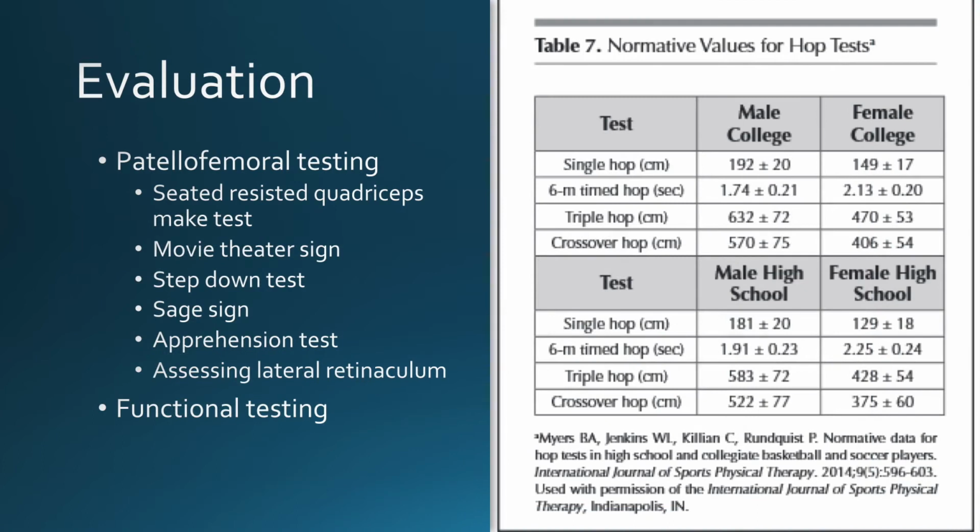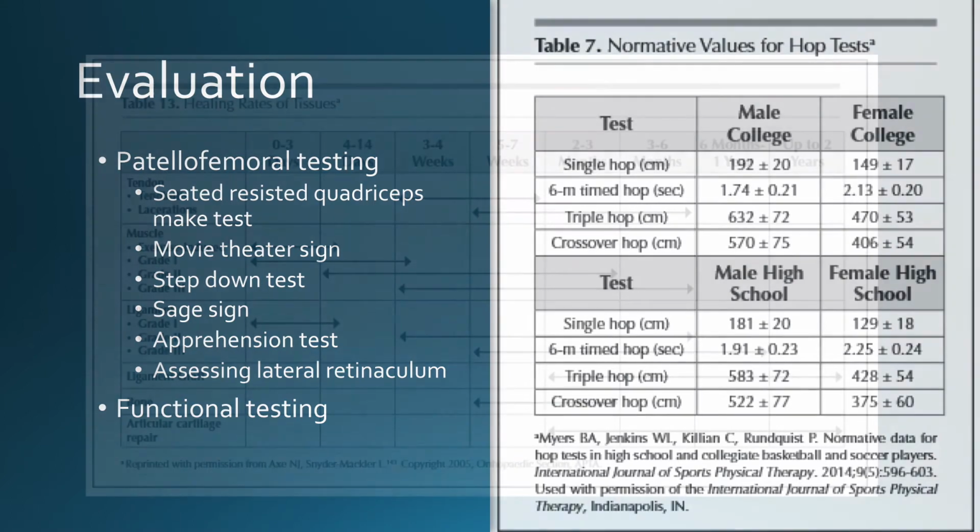So when evaluating, we also need to be aware of how to assess the patellofemoral joint. Options include the seated resisted quadriceps make test, looking for the movie theater sign in the history or subjective report, a step down test, the sage sign, which looks for laxity, an apprehension test, and also assessing the lateral retinaculum. Functional tests can also be performed. These include the hop tests that I have listed there for you with their normative data, but could also include stair climbing, the 6-minute walk test, the 5-time sit to stand test, and the timed up and go test as well.